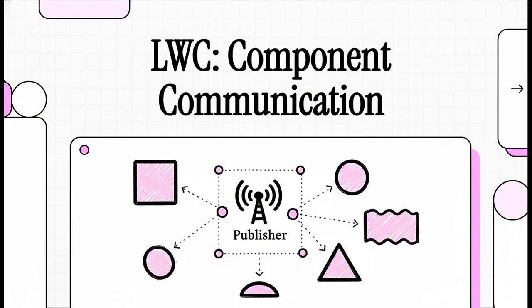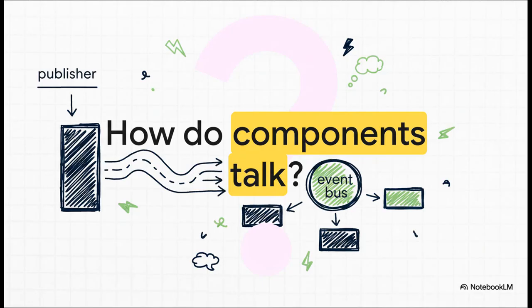Hey everyone, and welcome. Today we're going to tackle a really common real-world problem in Lightning Web Components. How in the world do you get different components to talk to each other, especially when they're not in a neat parent-child relationship? So, it all boils down to this one simple question, right? But the answer? Well, it can get complicated pretty fast. How exactly do components pass messages and data back and forth?